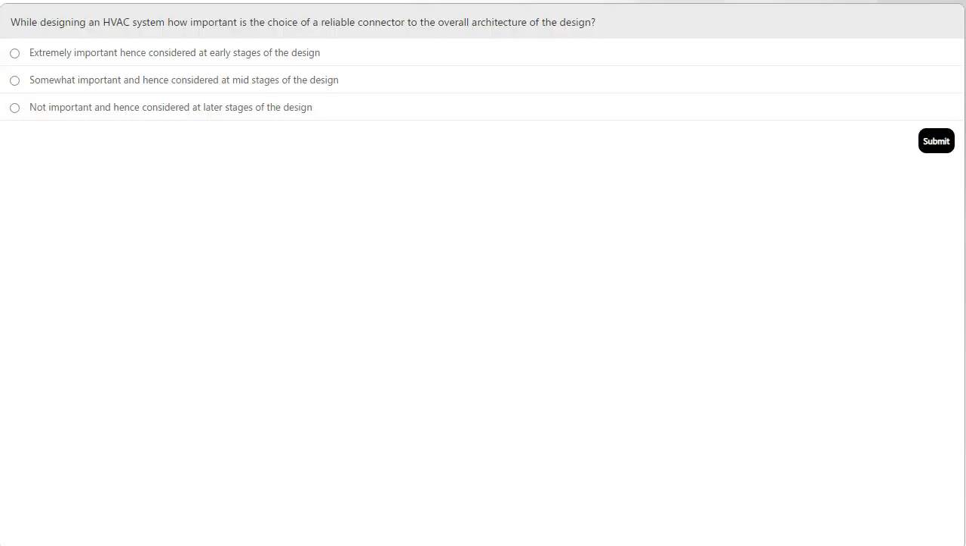So before we get started with our agenda today, I would like to ask our audience a polling question. So if everybody could take a moment to submit an answer, we would greatly appreciate that. The question today: while designing an HVAC system, how important is the choice of a reliable connector to the overall architecture of the design? We have three options here. Extremely important, hence considered at early stages of the design. Somewhat important, and hence considered at mid stages of the design. Or non-important, and hence considered at later stages of the design.